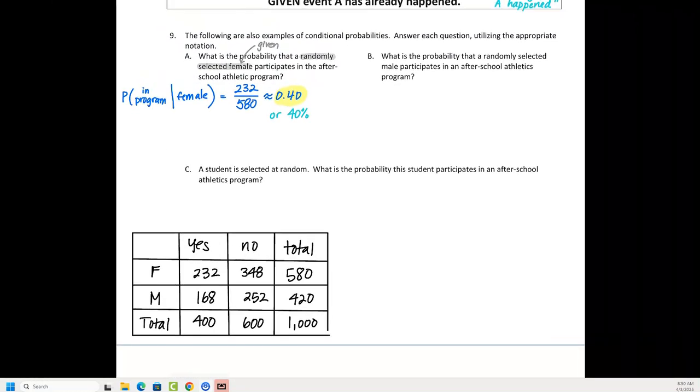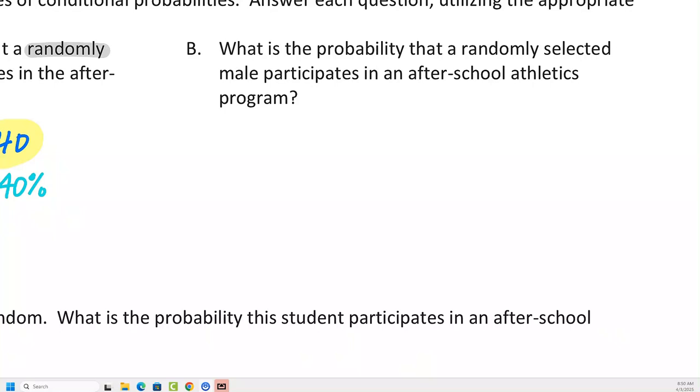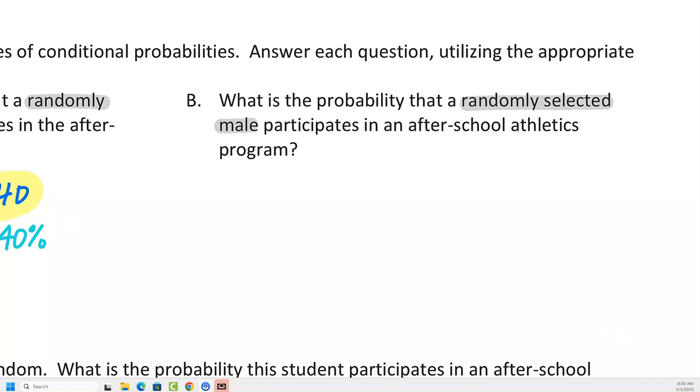Okay, so up here, for A, we did that. We were just focused on this column right here, weren't we? Are you okay with that? So let's take a look at B. B says, what is the probability that a randomly selected male participates in an after-school program? Okay, so this time we have the randomly selected male. That's going to be our given in this problem.